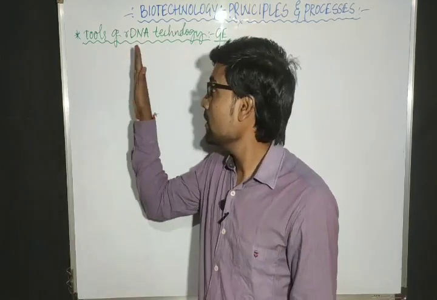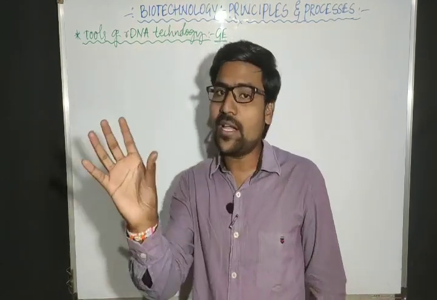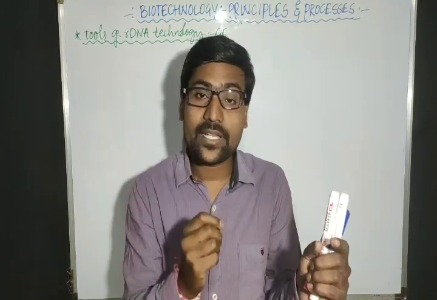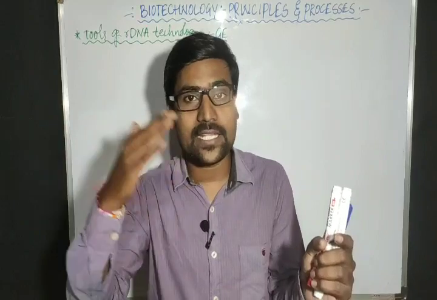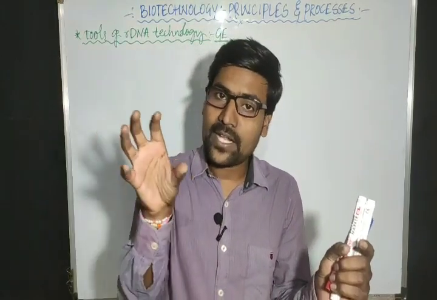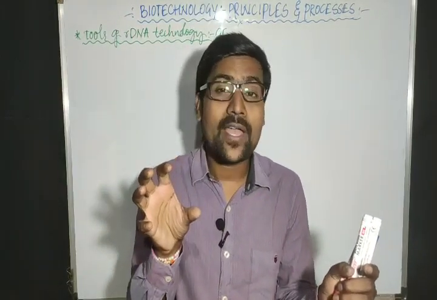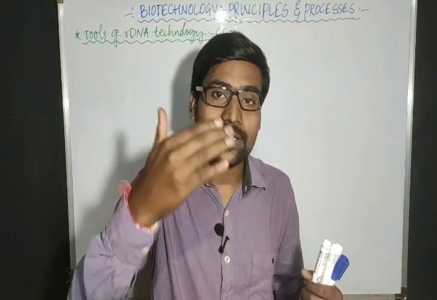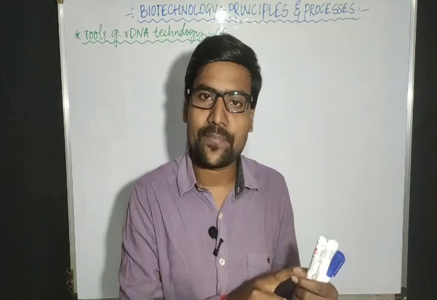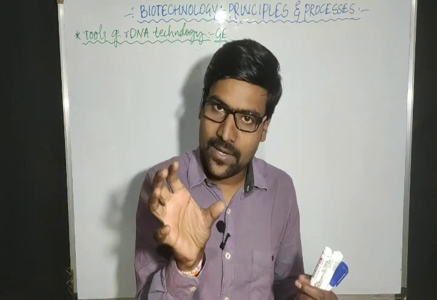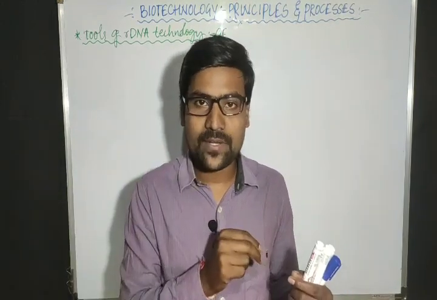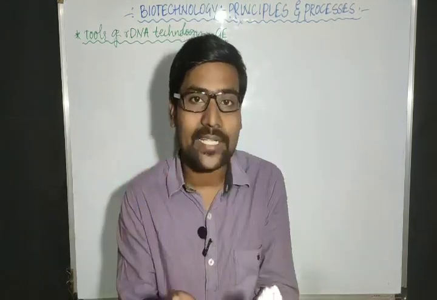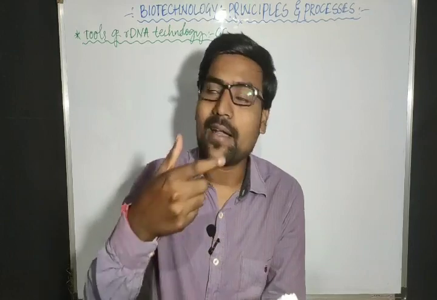So here rDNA means we are usually taking one plasmid. That plasmid is cut. Where is that plasmid present? In the case of bacteria, it is present in a bacterium. From the bacteria we are taking one plasmid. Why do we have to take the plasmid? I will explain that concept later. So we have to take the plasmid, cut the plasmid, and add our desired gene into that plasmid. Then it becomes rDNA.